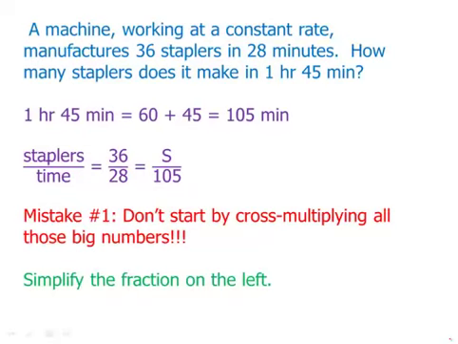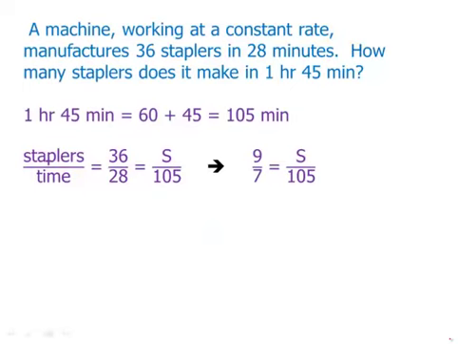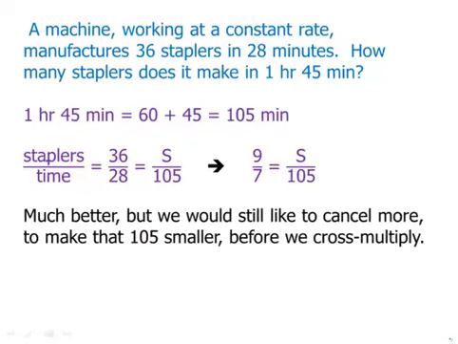Instead, simplify the fraction on the left. That's a very good place to start. 36 and 28 are divisible by 4. Cancel the 4. We get down to single-digit numbers 9 over 7. Much better, but we'd still like to cancel more to make that 105 smaller before we cross-multiply.